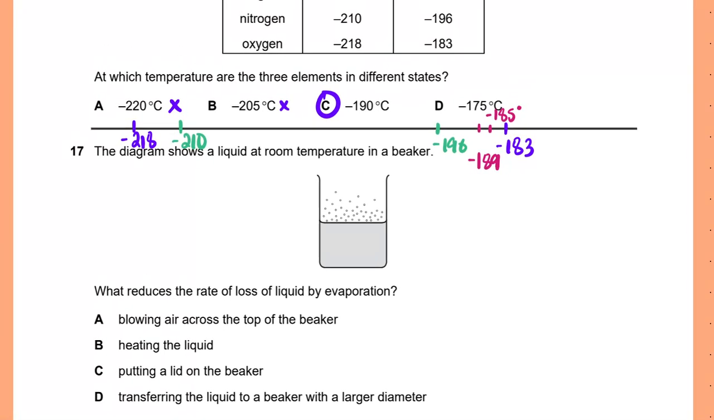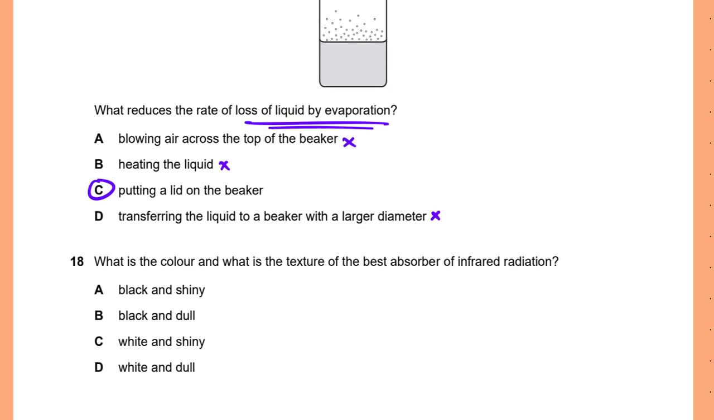The diagram shows a liquid at room temperature in a beaker. What reduces the rate of loss of liquid by evaporation? So putting a lid on the beaker, right? All of the others actually cause the rate of evaporation to go up. 18. What is the color and what is the texture of the best absorber of infrared? So the best absorber must be dull black, which is B. Next.